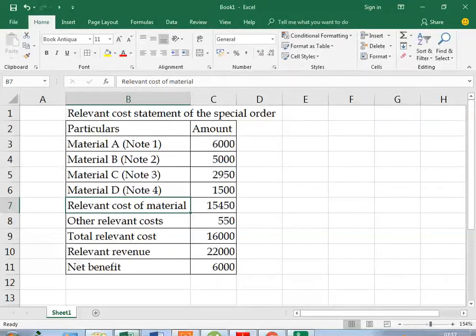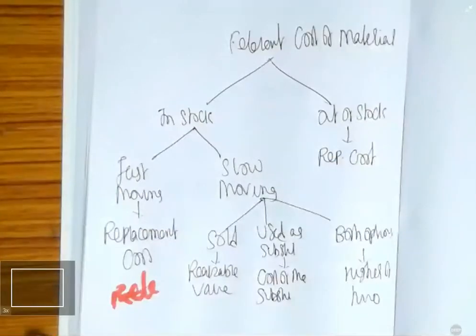Any doubts on this? Clear? Then I'll move to relevant cost of labor. So now write relevant cost of labor.